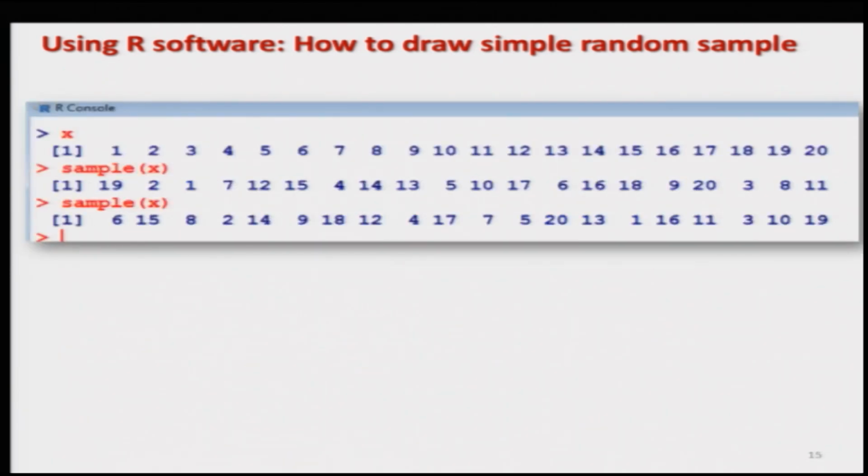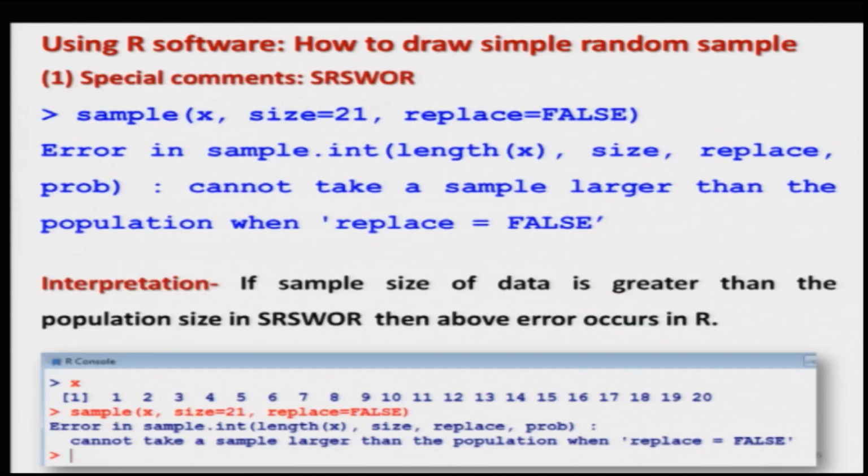Okay. Now, this is the screenshot of the same command which I explained here, and now I will try to show you two possible mistakes. The mistakes are like this. If you see here, I am trying to take a sample. My population is the same, x is from 1 to 20, and I am drawing a sample of size 21, but I am making replace equal to false.